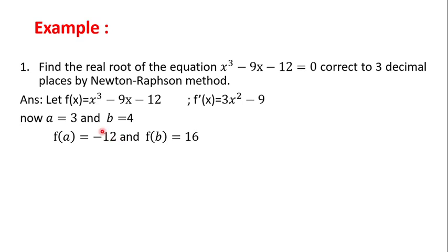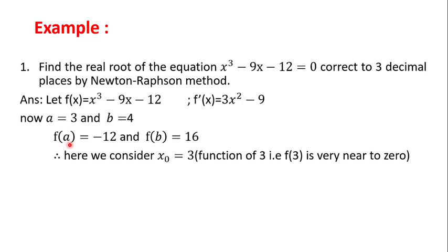Let us see here, among minus 12 and 16, f of a is minus 12 and f of b is 16. Neglecting the sign, we consider only the numerical value. Here the numerical value is 12, and in this case the numerical value is 16. Among 12 and 16, 12 is very near to 0. Therefore, consider x0 as a, that is 3.